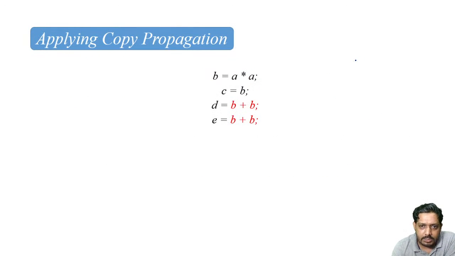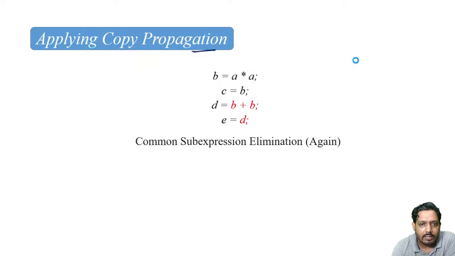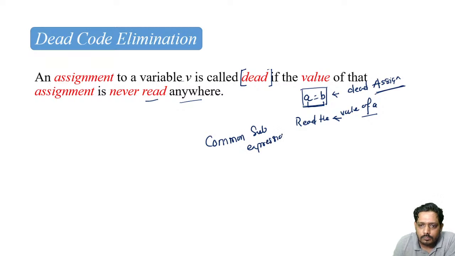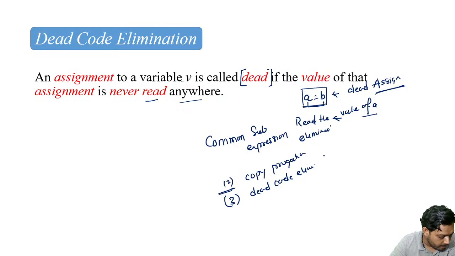Now, this is not the algorithm part. This is the introduction. The three things written in the new syllabus were, first, common sub-expression elimination. Second was copy propagation, and third is dead code elimination.